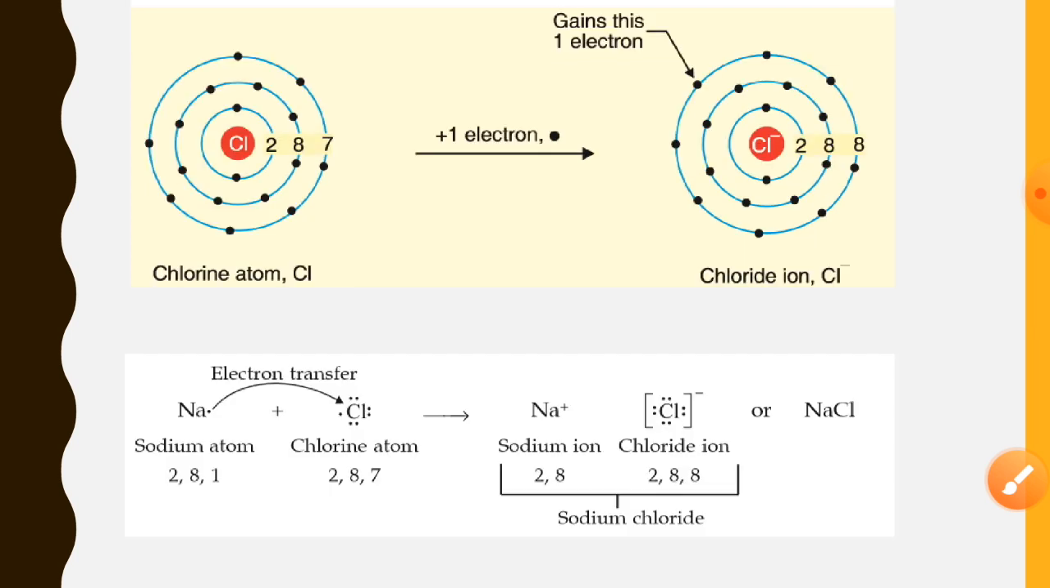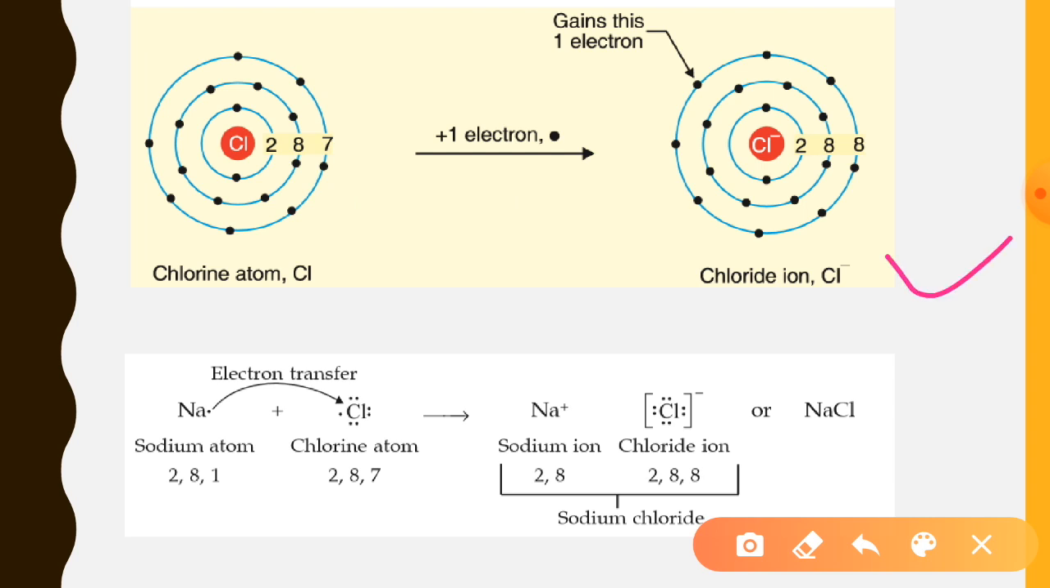Next, here on the top you can see chlorine. Chlorine has atomic number 17, and its configuration is 2 8 7. It accepts 1 electron to form the chloride ion, and this chloride ion has configuration 2 8 8, just like your noble gases. So this is the thing.